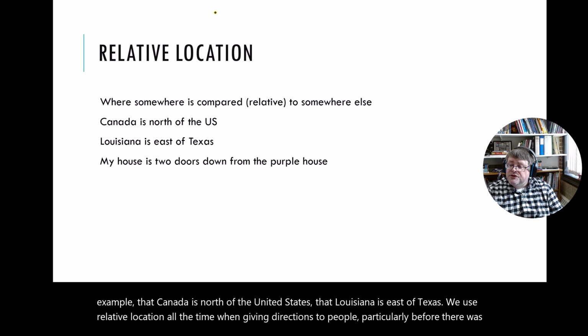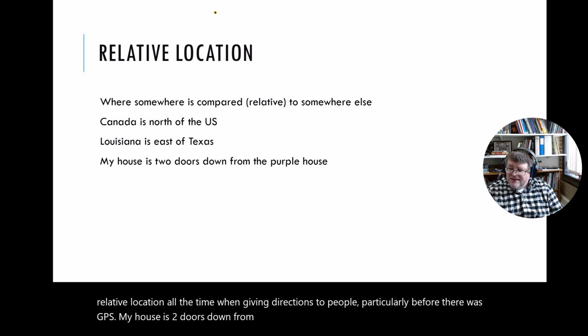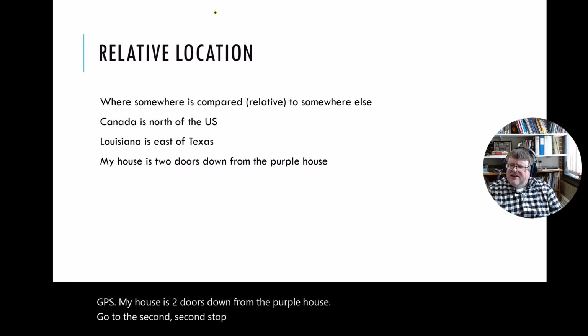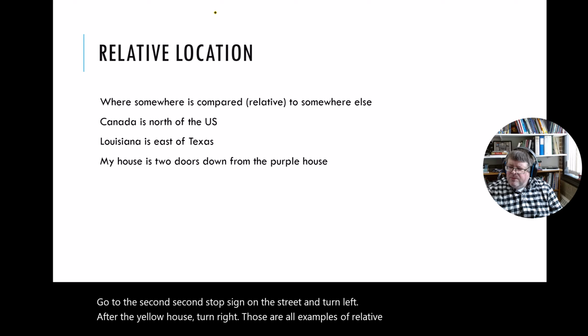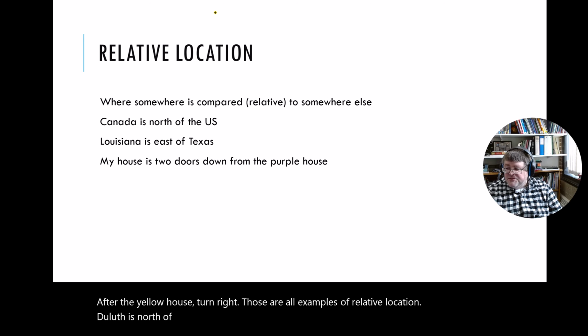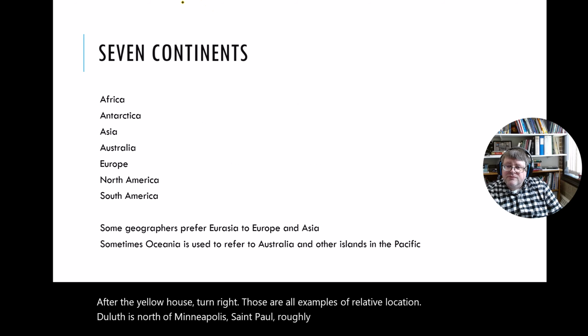My house is 2 doors down from the Purple House. Go to the second stop sign on the street and turn left. After the yellow house, turn right. Those are all examples of relative location. Duluth is north of Minneapolis, St. Paul, roughly speaking. Relative location.